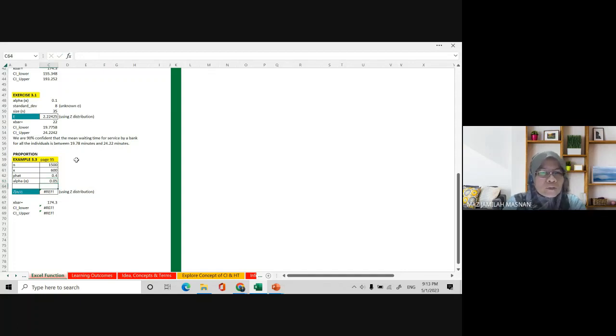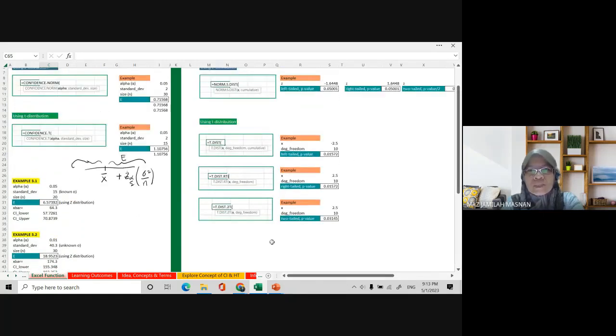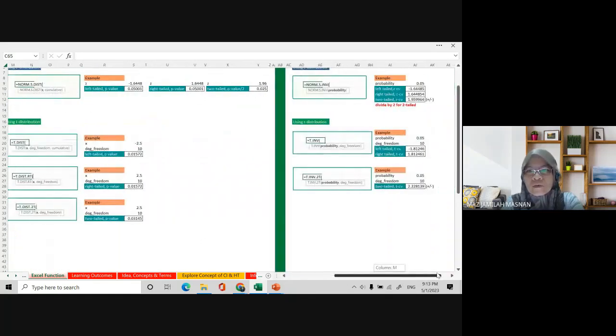Now you should have for proportion the n, the x, the p hat, and the alpha. Those are all the input information before you can calculate using Excel. Once you have all this, begin finding the Z alpha over 2. We are using the norm inverse just now. Go to the third column, NORM.S.INV.